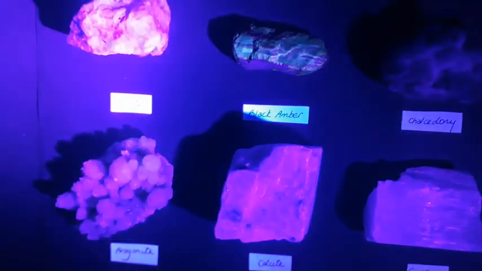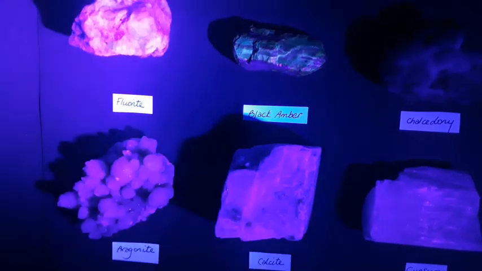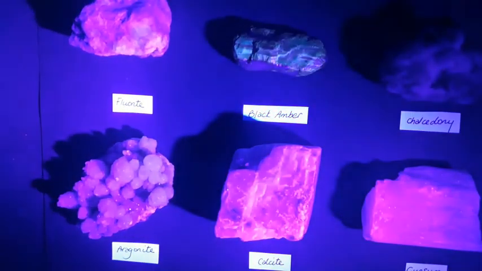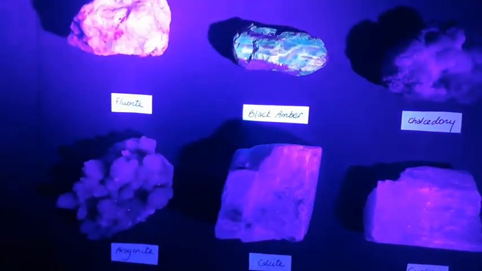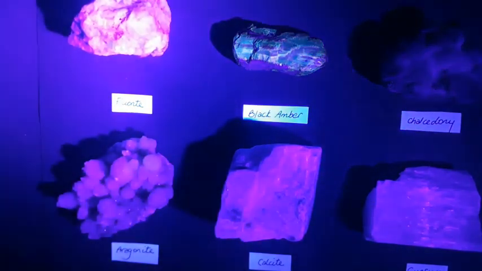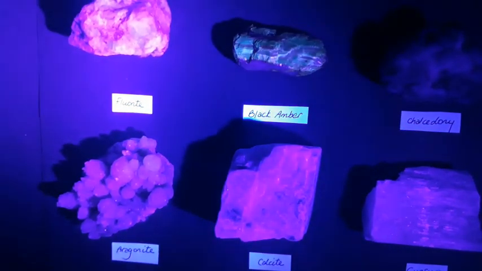These mainly come in pinkish colour fluorescence, although our fluorite is more of a blue colour. It does look pink on the camera though. And I'm going to show you some zoomed in photos of the fluorite and the black amber.